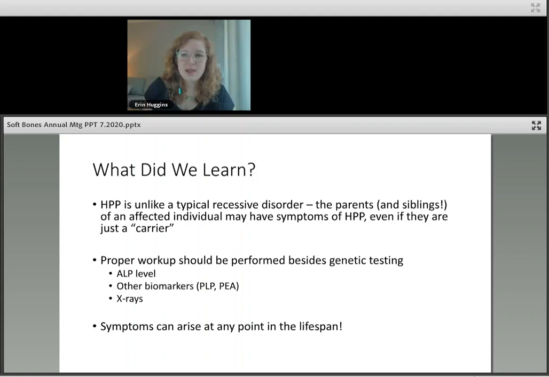And then again, just to beat the point that symptoms can arise at any point in the lifespan. So even if we do a full workup and there's nothing wrong now, I'm still going to want to monitor you over time, especially maybe the mom. Her mutation is not very well studied, therefore it's really difficult to have any answers for her. So I want to continue to watch her closely over time.